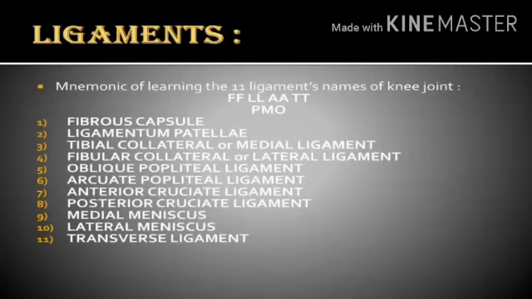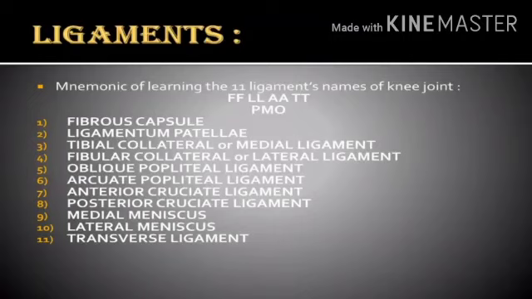Ligaments. The mnemonic for learning all the ligaments of the knee joint is FLAT PMO. As we all know the meaning of flat, here I just double each alphabet in flat, that is FF, LL, AATT, and then PMO.